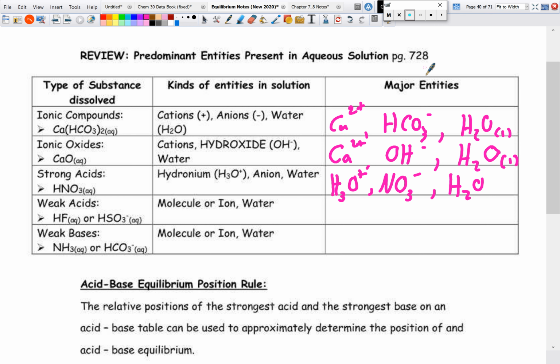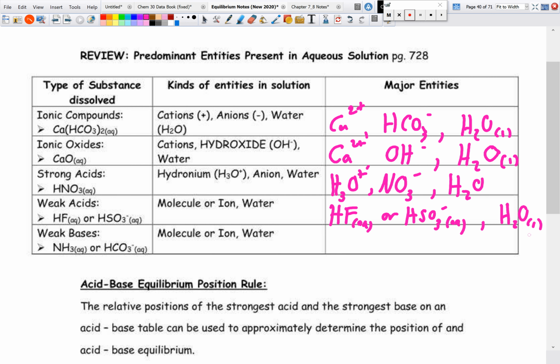Now, for our weak acids, you have to be very careful about these here. So our weak acids is going to be anything below the hydronium ion line, and there's most of them there. So depending if we have a weak acid molecule or a weak acid ion, when we write them in solution, the major entities, the molecule or ion is going to remain unchanged. So that means HF, if we put this in water, the major entity is still going to be HF. If we put HSO3 minus in solution, then the major entity is still going to be HSO3 minus because they are weak. And of course, water is always going to be present.